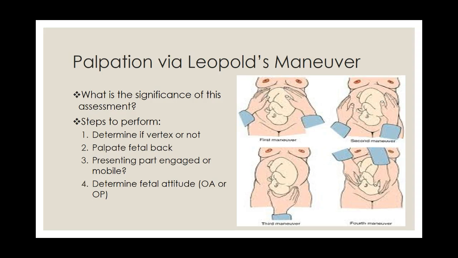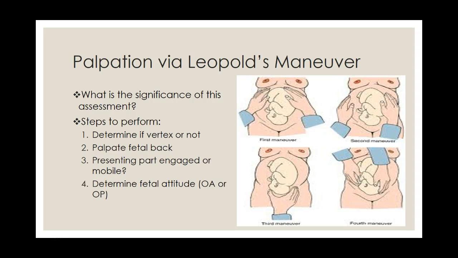Leopold's maneuver is another thing that we can do to assess the fetus in utero during labor. The significance of this assessment is that it helps to determine fetal position. Just like a sterile vaginal exam can help us determine the position of the baby, Leopold's maneuver can as well, but probably not quite as accurate. And these are the steps that we use to perform Leopold's.